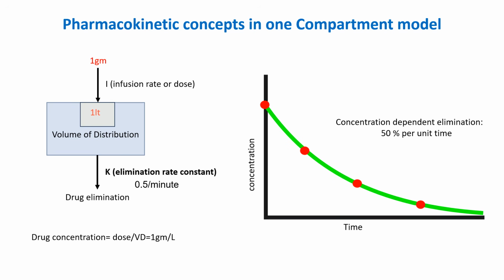So at time 0, the concentration is 1 gram per liter. After 1 minute, it becomes 0.5 gram per liter. And after 2 minutes, only 0.25 gram per liter of the drug remains in the plasma. This exponential decline is characteristic of first-order elimination.